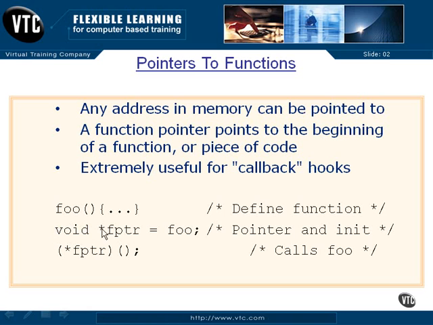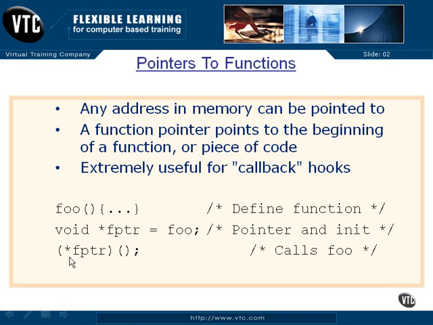So here's a void star f pointer, and that's set equal to foo. And since we know that foo is the name of a function declared up here and defined up here, foo is the name or is the address of that function, just like the name of an array is the address of the 0th element. Foo by itself is the address of the first executable byte of this function. So now that's inside f pointer.